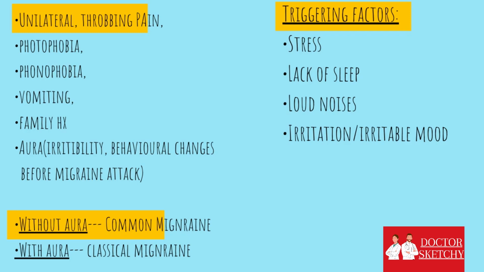They will also mention a family history and an aura period, which includes irritability and behavior changes before the migraine attack. If the migraine occurs without aura, it is called common, but if it occurs with aura, it is called a classical migraine. Migraine usually occurs with triggering factors which are preventable, such as lack of sleep, stress, loud noises, and irritation.